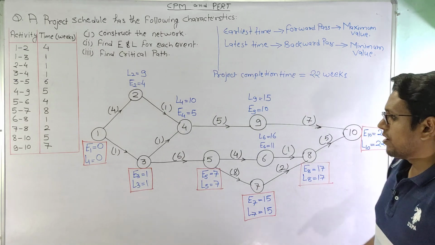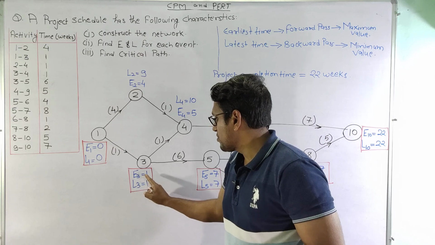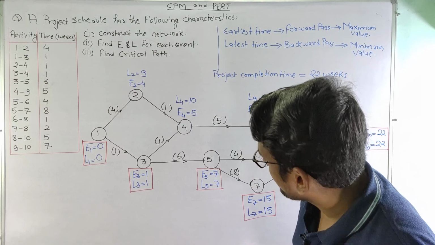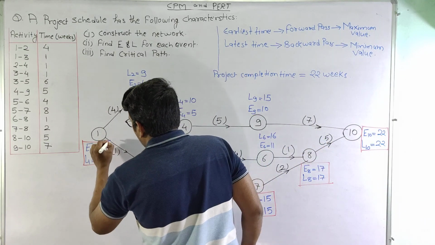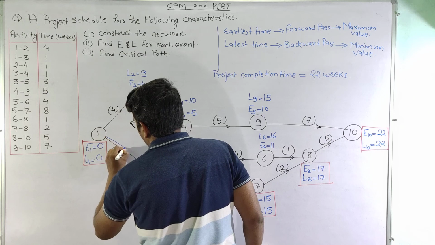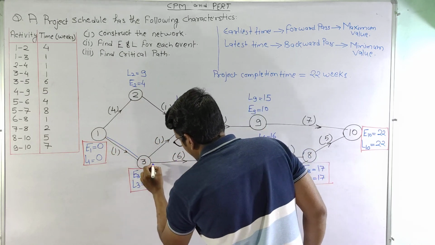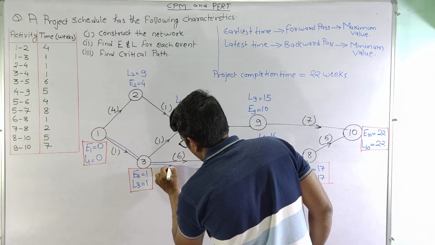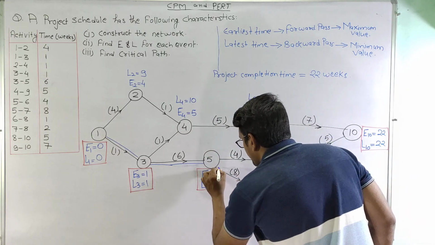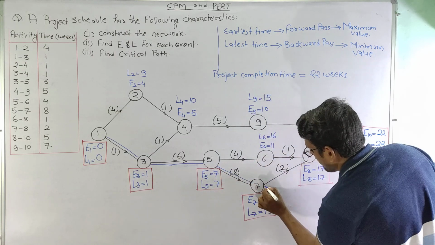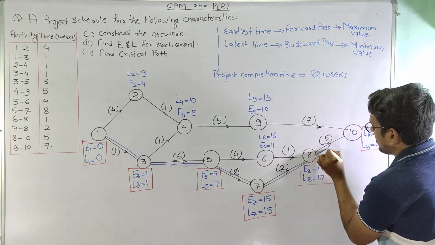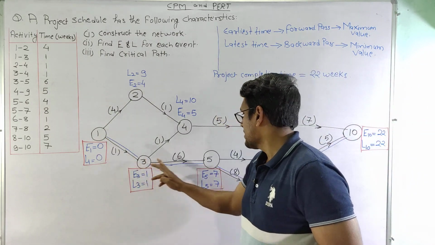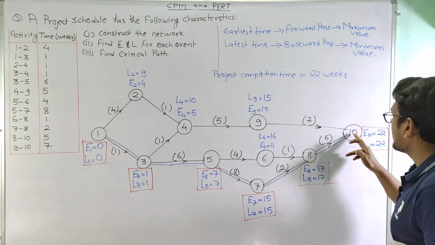So the nodes from where the values of E and L are same, we are going to draw another line which will show that this is your required critical path. So let us draw lines here. So as we can see here, this is the critical path 1, 3, 5, 7, 8 and 10.